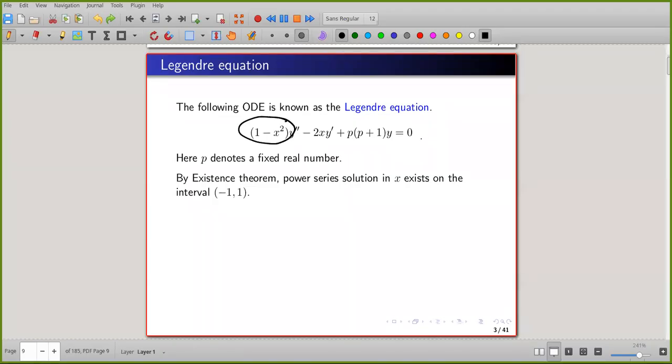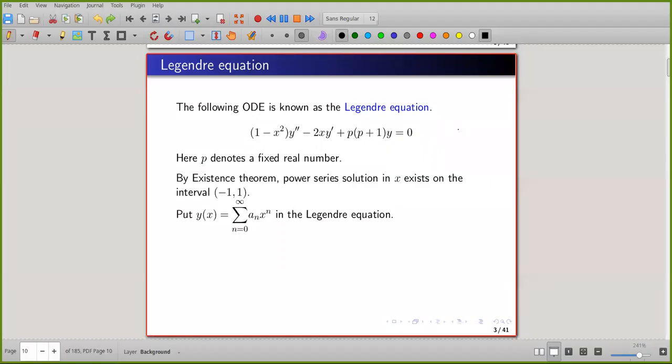And therefore we can rewrite this as y double prime minus 2x upon 1 minus x square y dash plus p into p plus 1 upon 1 minus x square into y equal to 0. And these functions are nice functions around 0. So that's why we can find a solution to this using the power series method that we learned.